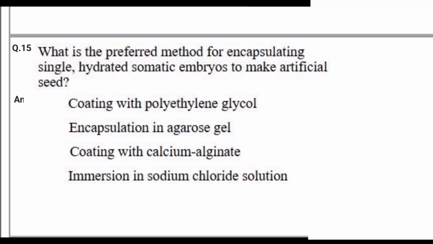Let's see the next question. What is the preferred method for encapsulating single hydrated somatic embryos to make artificial seed? Options are coating with polyethylene glycol, encapsulation in agarose gel, coating with calcium alginate, immersion in sodium chloride solution. For this, the correct answer is coating with calcium alginate.